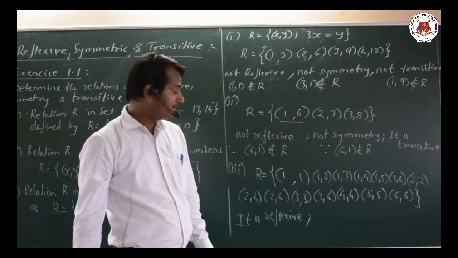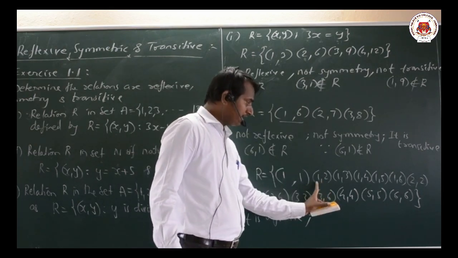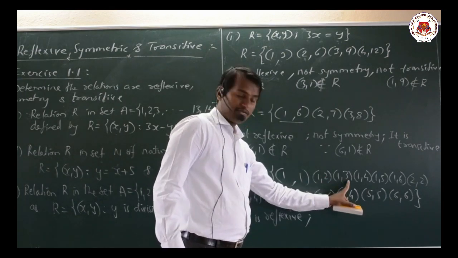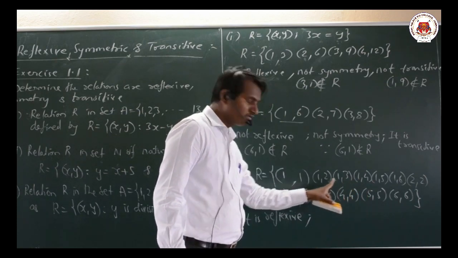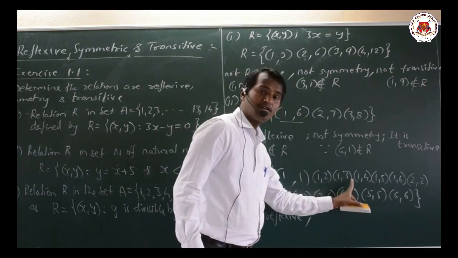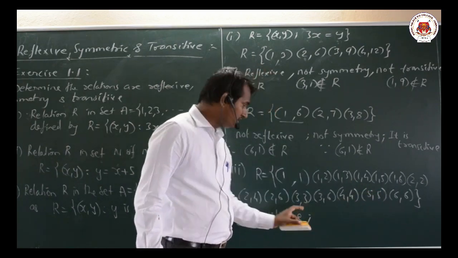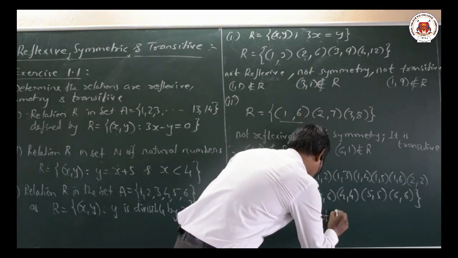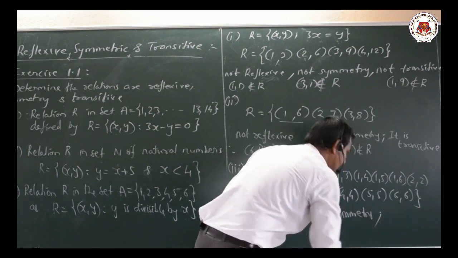Now let us start with symmetry. Symmetry means what? We have 1 1. Anything starting with 1 2, 1 2 is there, that implies 2 1 should also be there. 1 2 is there, do we have 2 1? We don't have 2 1. 1 3 is there, we don't have any 3 1 here. 1 4 is there, we don't have any 4 1. Therefore what can we say? It is not symmetric.